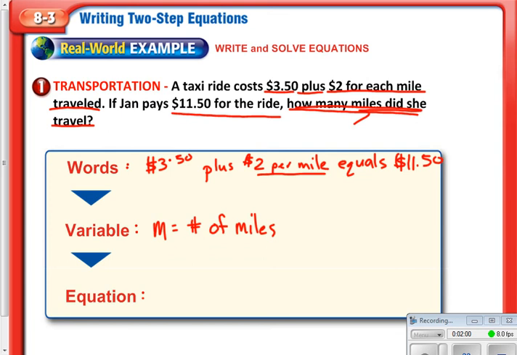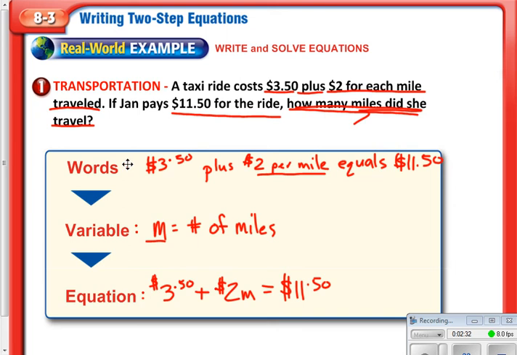Well, if you look up here, it says $3.50 plus $2 per mile. So $3.50 is that charge for getting in the cab, plus a $2 per mile charge. And M represents miles. That's our variable that we have up above. And we know that this equals what she spent, which was $11.50. So there is our equation written out.